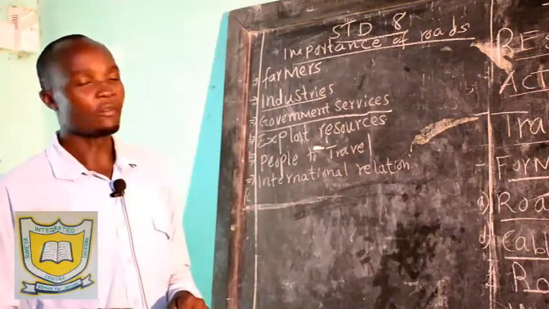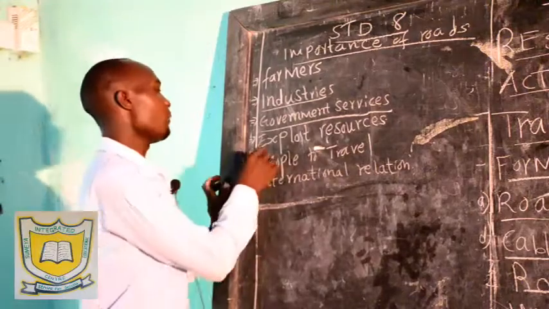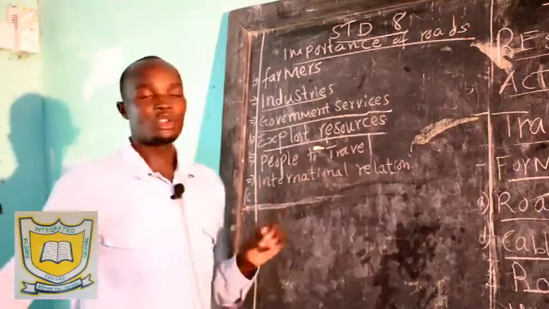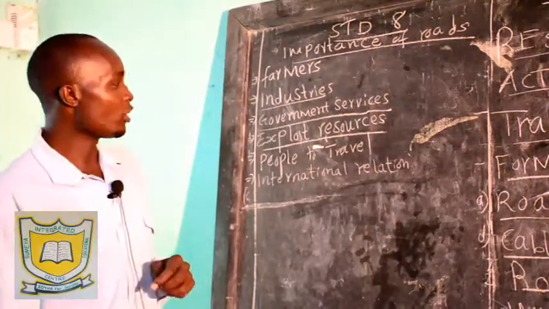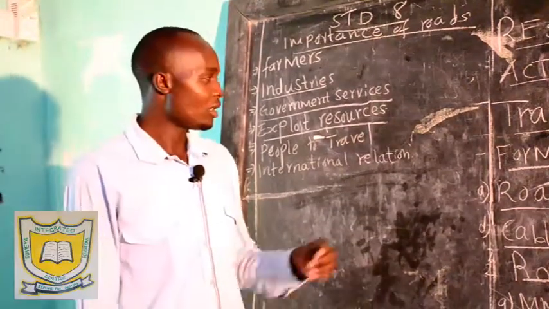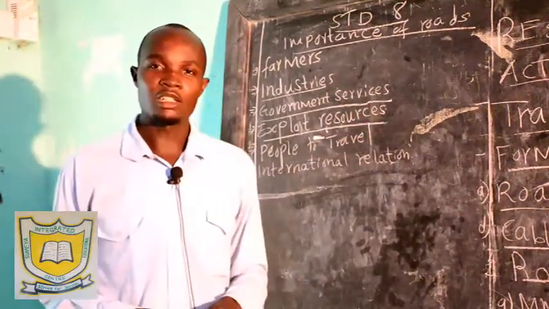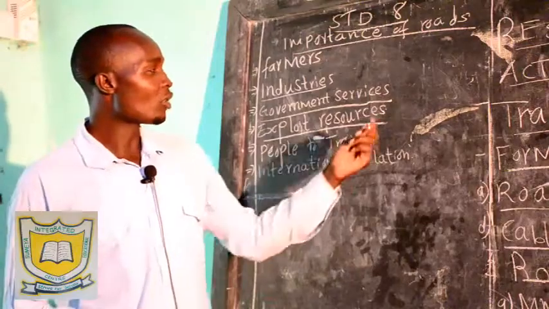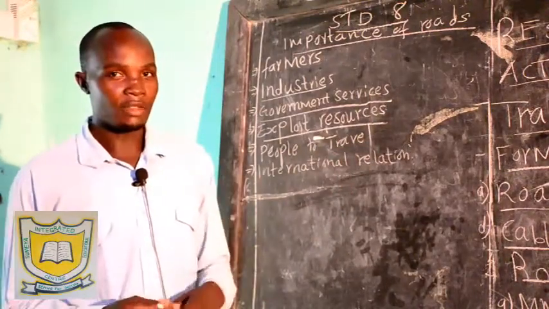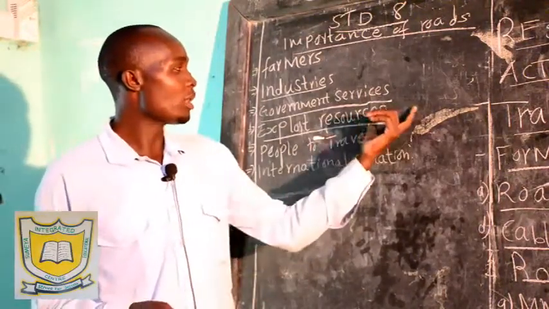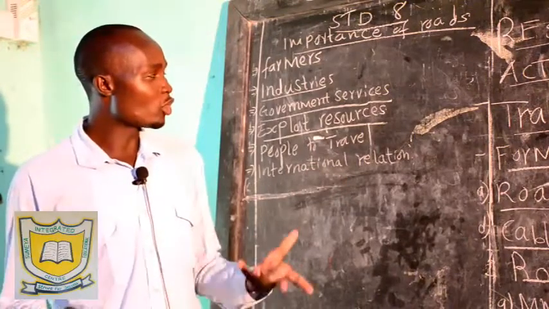Then number four, it enables the people of Kenya to exploit what we call the natural resources. When we talk about natural resources, we are looking at minerals, for example Magadi soda and fluorspar. Then also we are talking about wildlife, and tourism.